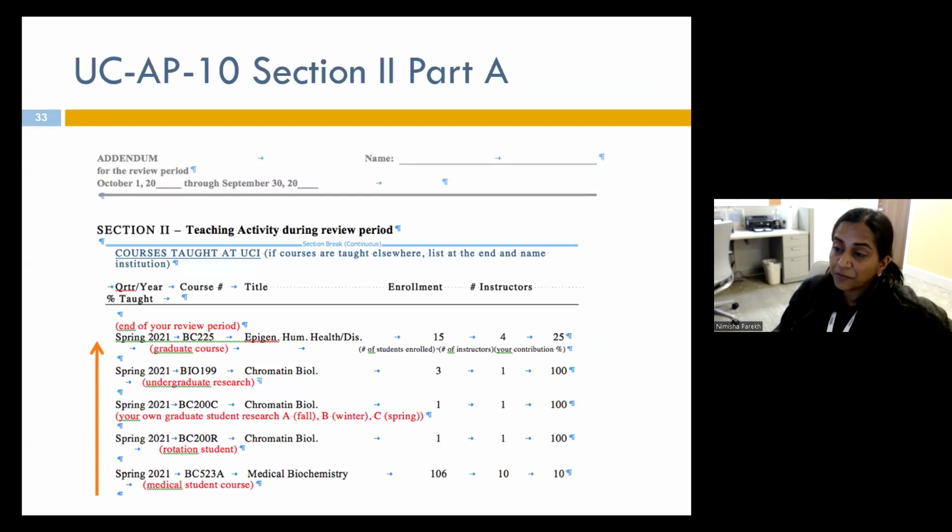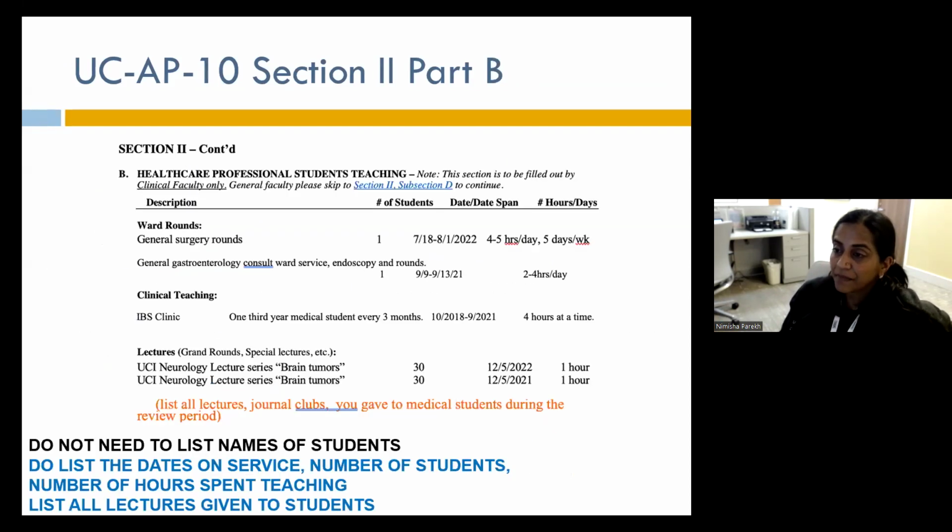Okay, if you are teaching a specific course where you are teaching a class, this is an example. If you're teaching chromatin biology, you would write how many students are there, how many other instructors are part of the course, and what was your percentage effort. Most HS faculty are not teaching formal courses, but if you are, this is the section you would put it in. Section 2, Part A.